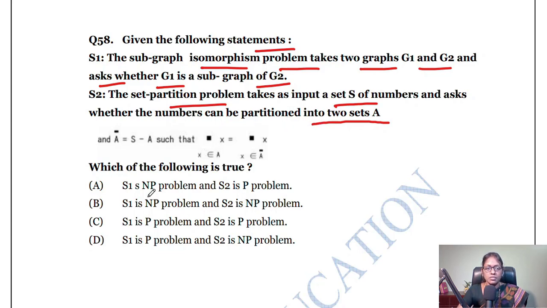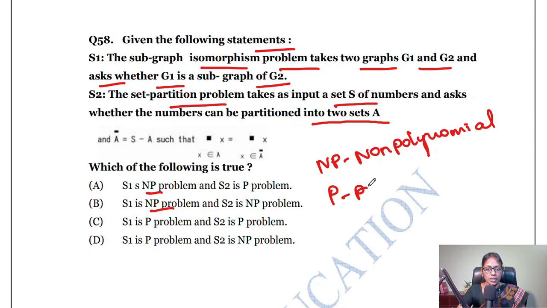So first of all, we have to remember NP and P. NP means non-polynomial time. Non-polynomial means we don't know when it's completed. For example, count 1 to 5: 1, 2, 3, 4, 5. Within 5 seconds my job is completed. That is polynomial time. That is P. P means polynomial time. My job is completed within a specified time.